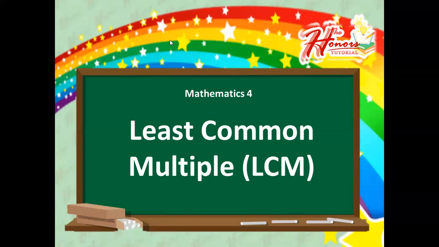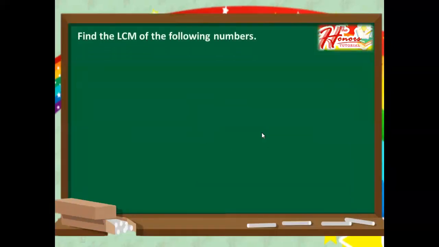Our topic for today is about the least common multiple or LCM for Mathematics 4. Find the LCM of the following numbers. Our first method is the listing method. So our given is 4 and 12. And this is how we are going to do it. Let's have the solution.